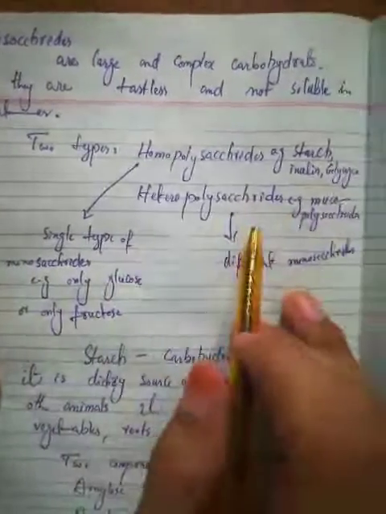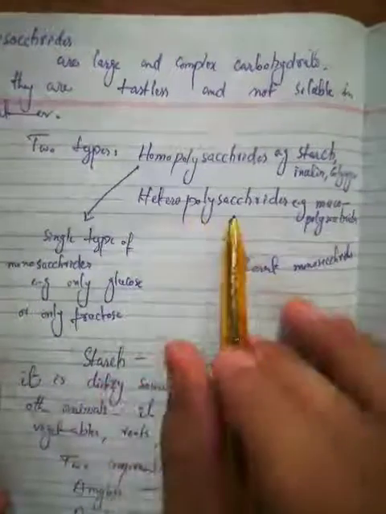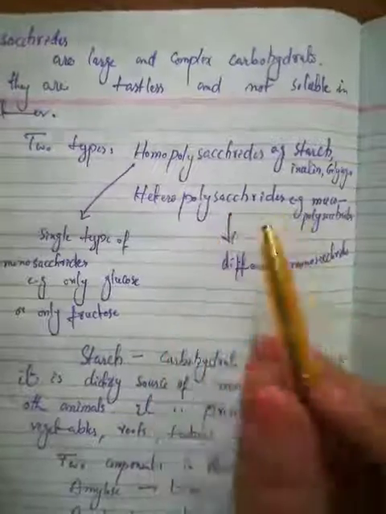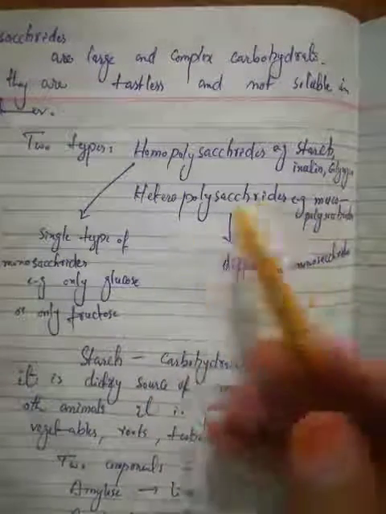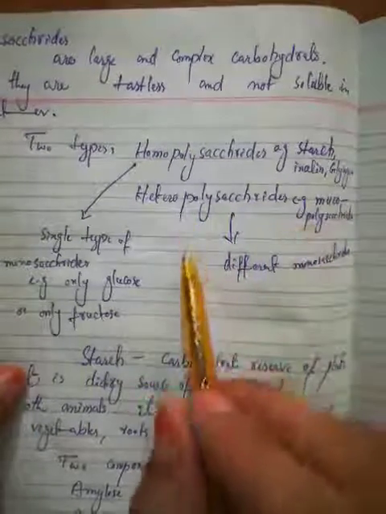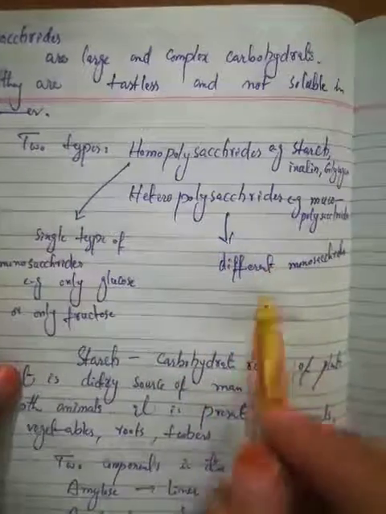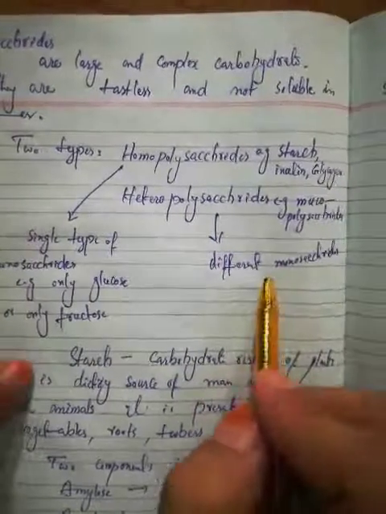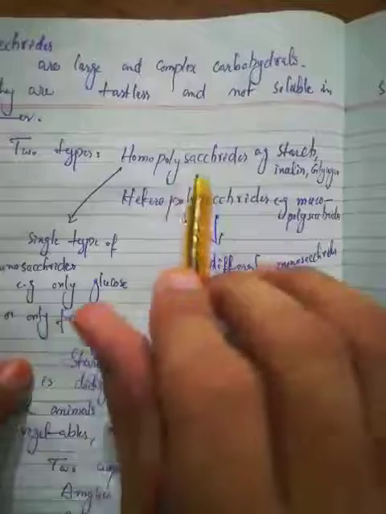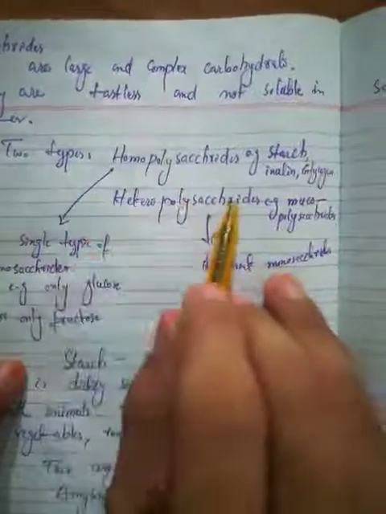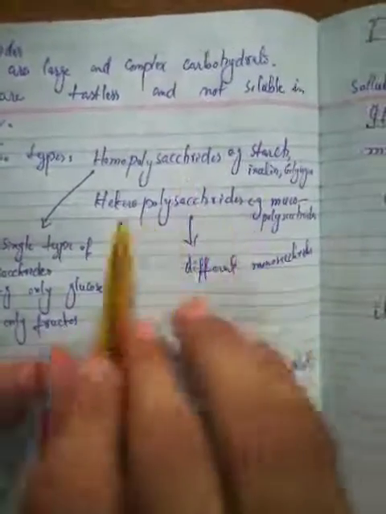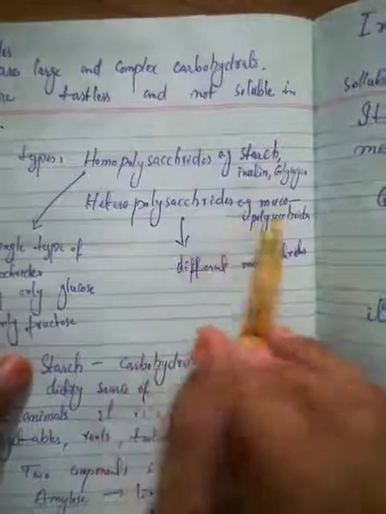And heteropolysaccharides contain, for example, glucose and galactose. They may contain glucose and galactose. So they are composed of different monosaccharides, but homopolysaccharides contain only one monosaccharide. An example of a heteropolysaccharide is mucopolysaccharides.